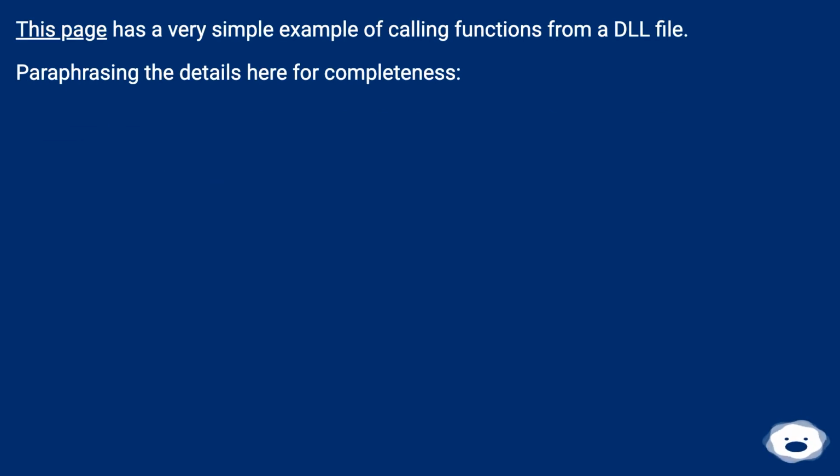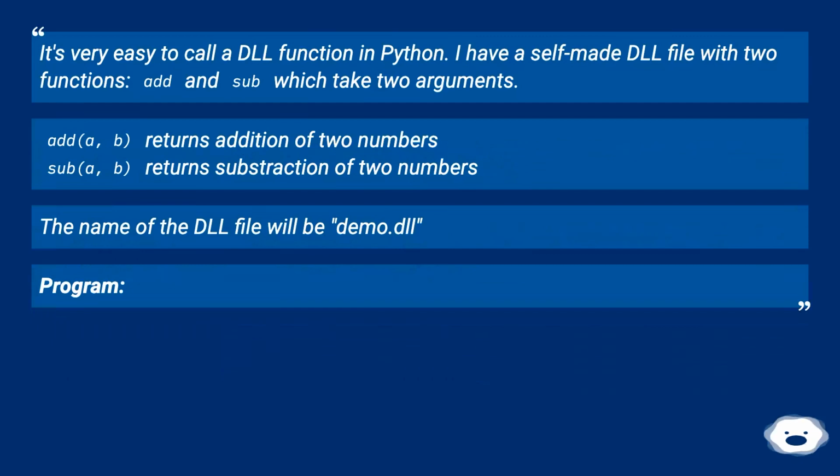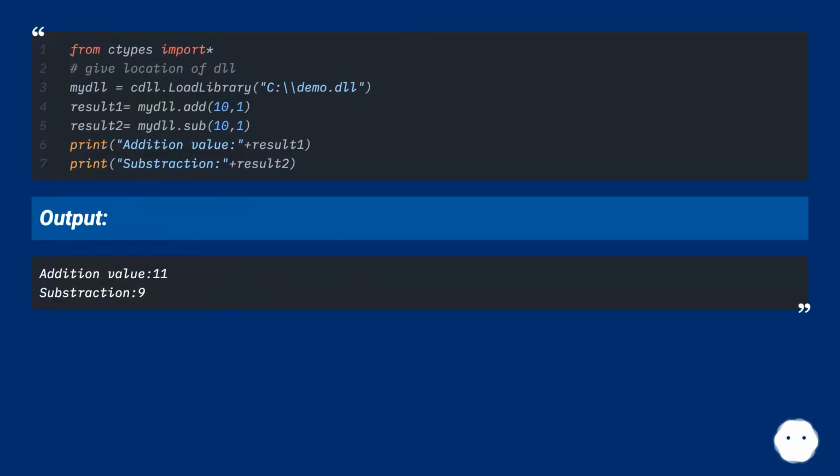This page has a very simple example of calling functions from a DLL file. Paraphrasing the details here for completeness. It's very easy to call a DLL function in Python. I have a self-made DLL file with 2 functions, add and sub, which take 2 arguments. add(a, b) returns the addition of 2 numbers, sub(a, b) returns the subtraction of 2 numbers. The name of the DLL file will be demo.dll. Output.